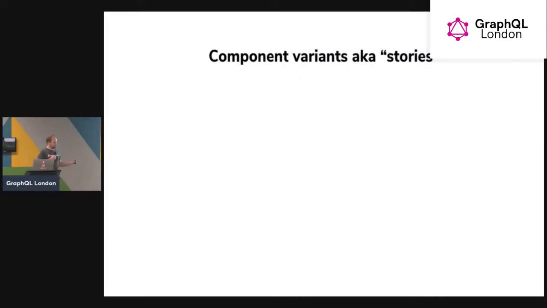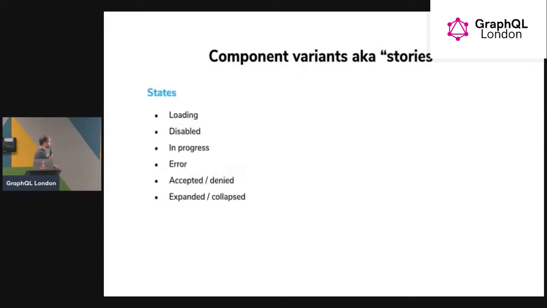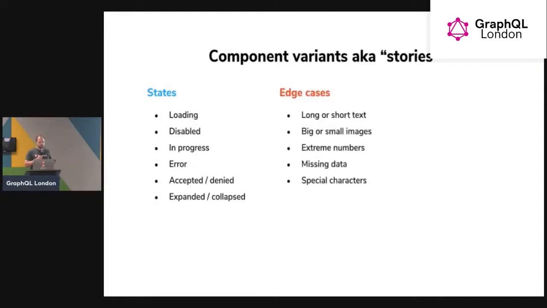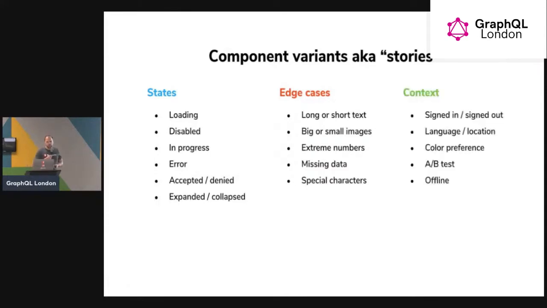A little bit on stories. Where do they come from? Well, you can think of stories as various states in your application: loading, disabled, in progress, various edge cases. You have a button with a very long text. How does it deal with that? Or very big images that might be loaded. Or are you signed in right now or not? Is there an A/B test or a color preference? All that sort of thing.